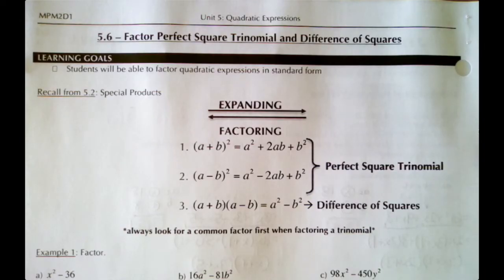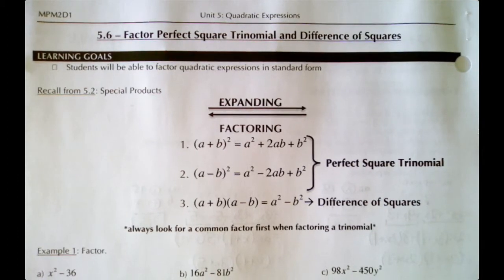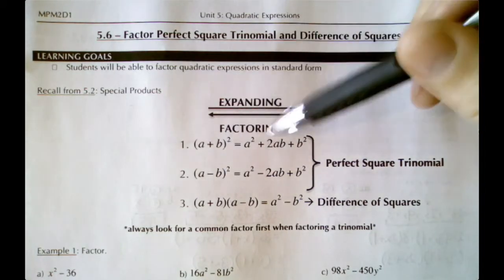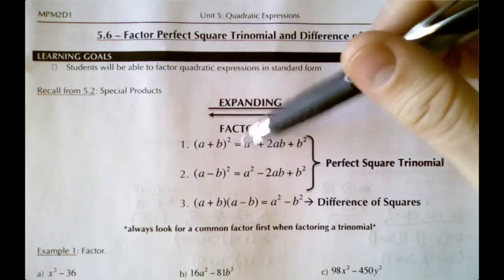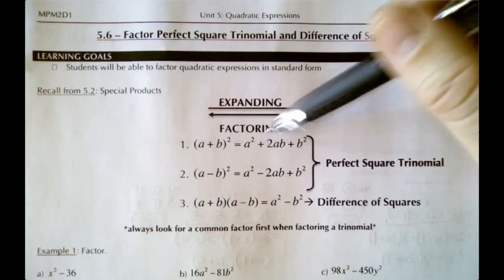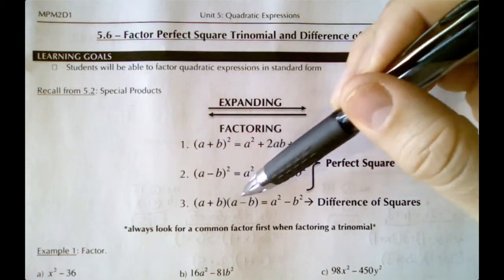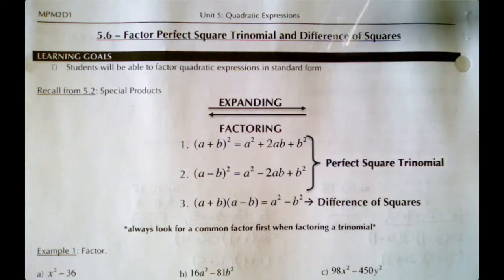Okay, this is lesson 5.6, and in this lesson we're going to factor perfect square trinomials and difference of squares. These are our special products if we look back to lesson 5.2. If you remember, if we looked at two brackets that were identical and squared them, we ended up with this pattern of an a squared term with a b squared term and a 2ab in the middle. And if we expanded two brackets that were almost identical, just with opposite signs, we ended up with only these two squared terms. So the question is, how do we use this to go backwards?